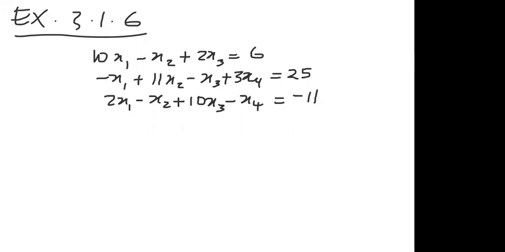And then the last equation is 3x2 minus x3 plus 8x4 is equal to 15, right? So again, I'll make x1 the subject of the formula from here. So x1^k will now be equal to x2^k.